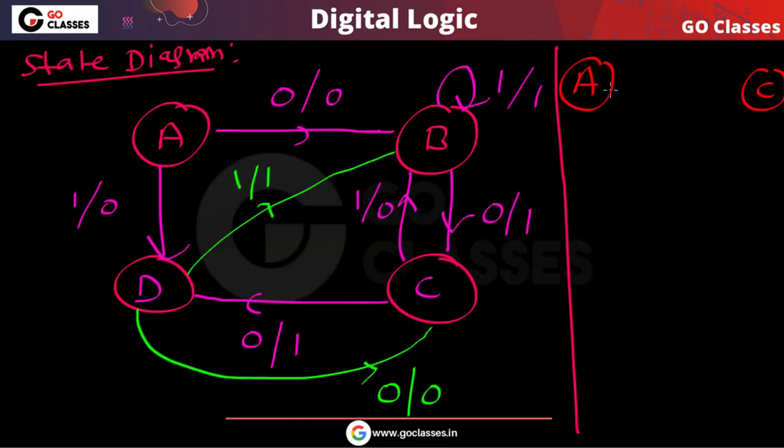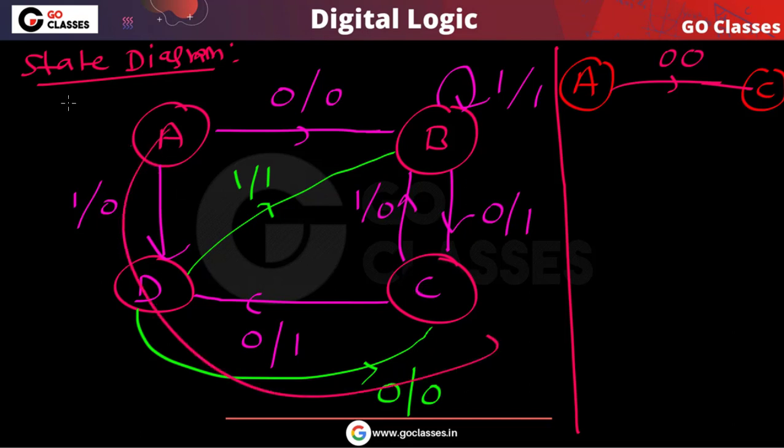Now, if initial state is A, then how can I go to C? The shortest input sequence from A is to read the input 0 and then read the input 0. So from here, if I want to go to here, then the shortest string is 0 0. Or the shortest string is 1 0, sorry. I can read 1 and then I can read 0. So this 1 0 is also taking me to C. Is there any other thing?